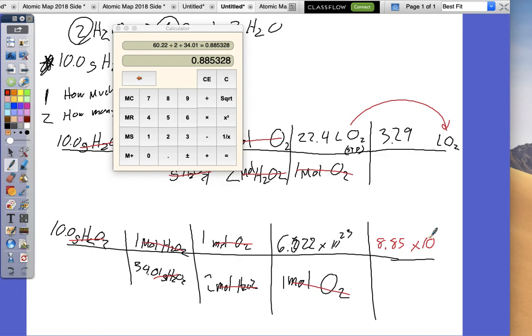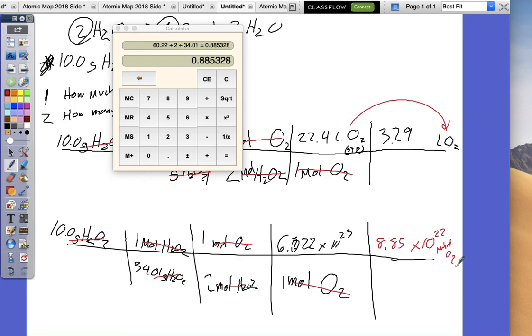So ready? 8.85 times 10. If we make this bigger, then the other number has to get smaller. So it is 22. And these are what? Molecules of O2. Okay, why don't you put 60.22? Why did I do that? Because what's this times? I just multiplied it by 10 before we started.